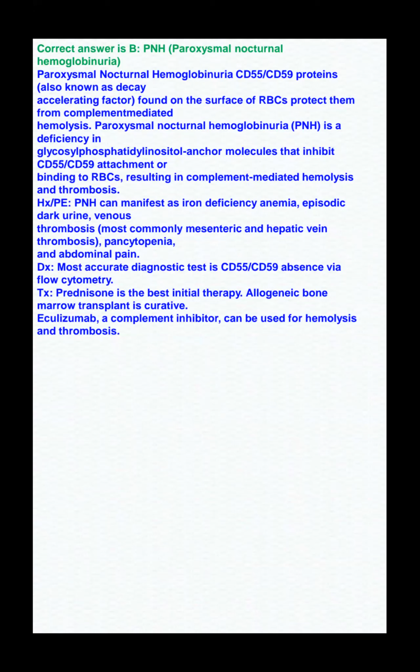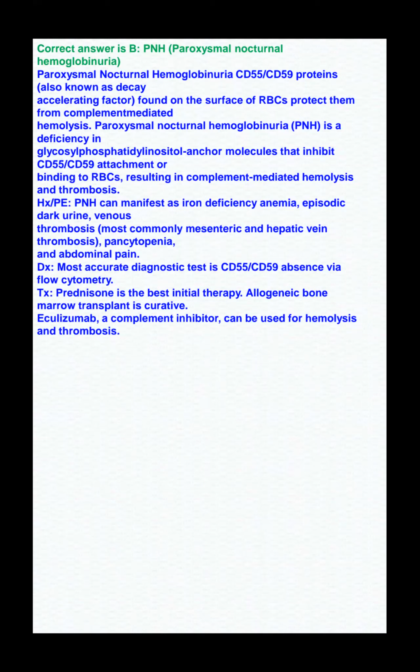Dr. Nandini next discussed that in PNH there will be iron deficiency anemia, dark urine, and venous thrombosis. So everything goes towards thrombosis. For the most accurate diagnosis, we have to remember CD55 and CD59 on flow cytometry, which will be deficient. We treat initially with prednisolone, and allogenic bone marrow transplant is curative.